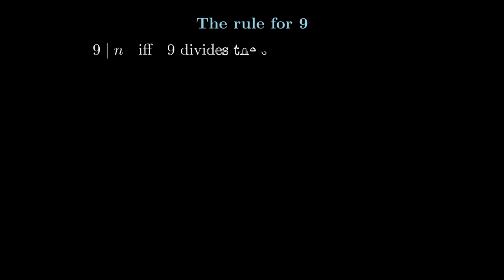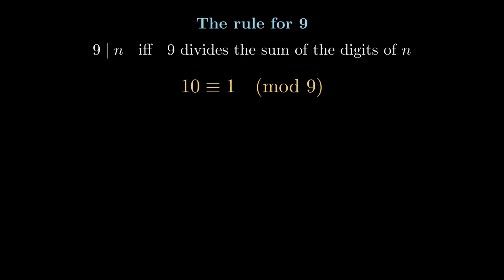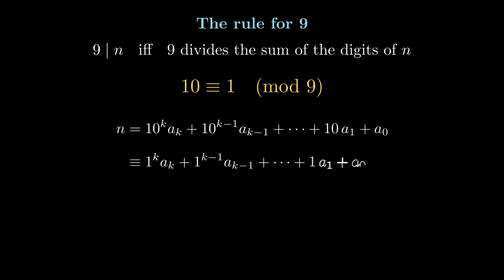First, the classic divisibility by 9 rule. The whole proof relies on one congruence. 10 is 1 more than 9, so 10 is congruent to 1 mod 9. Write the number in decimal. Each digit is multiplied by a power of 10. Now reduce mod 9. Every 10 becomes a 1 mod 9, so every power of 10 becomes a 1. And what is left is just the sum of the digits.